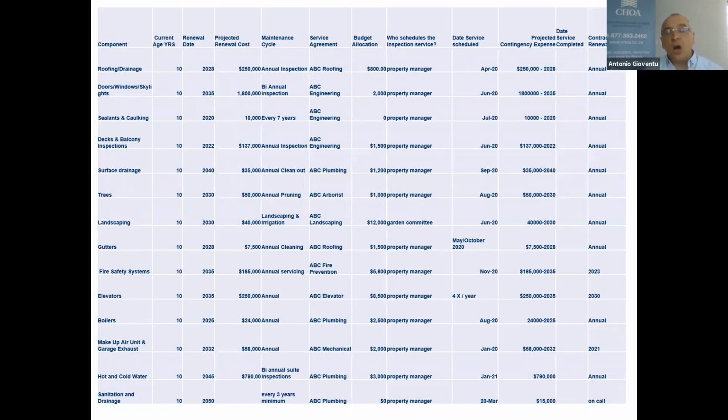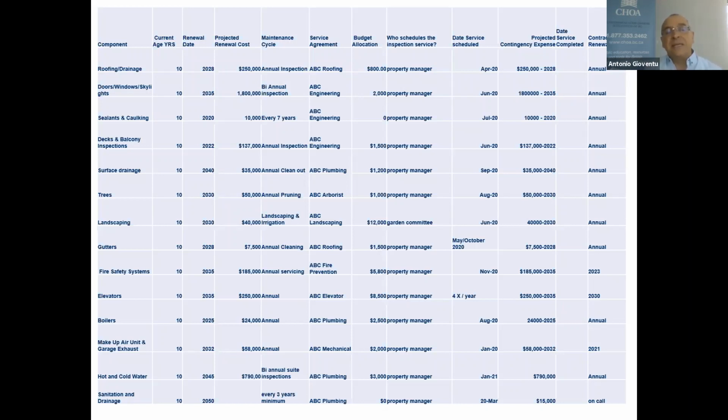Their sealants and their caulking around the doors, the windows, the sealants around decks, balconies, and patio doors. These don't have a long life cycle to them. Generally about every 7 years. They have not done it yet. It's scheduled and being done this year in 2020, and their projected cost was $10,000. That's a contingency expense. Their decks and balconies are scheduled for 2022. They've done additional sealants and maintenance work every year on the decks and the balconies, but you'll see over in the right-hand column that it's projected contingency expense for 2022.